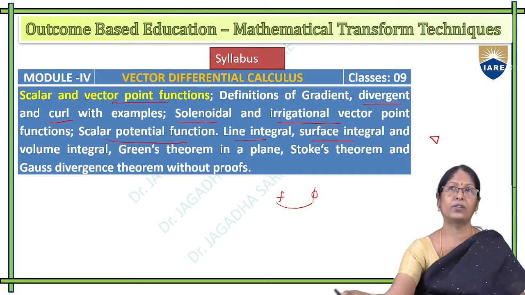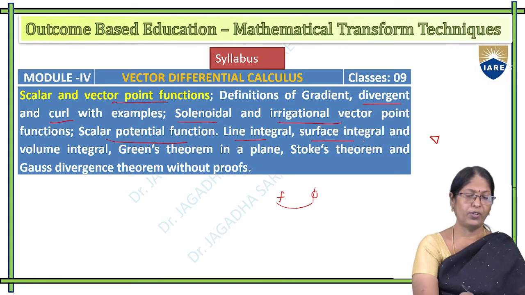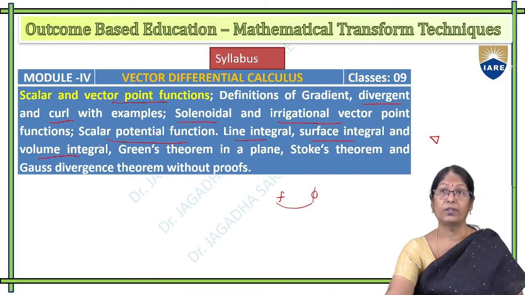Next, surface integral. The integration which is used to calculate the area of the surface is nothing but surface integral. For this, the basic integration formula is to be recalled. And we have to understand the surface. What is the geometrical shape which is given to evaluate the surface? So Bloom's second level. These two levels we have to apply correctly to find the solution. Volume integral. What is the difference between surface and volume?